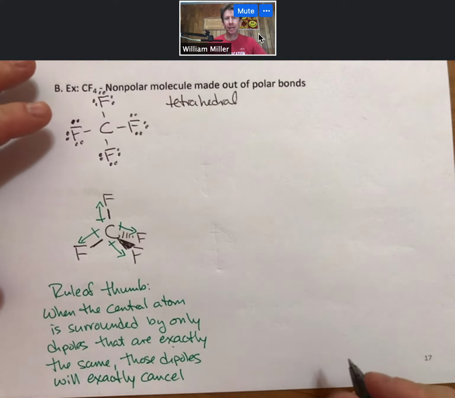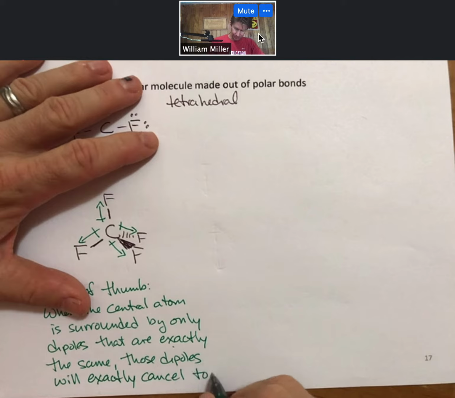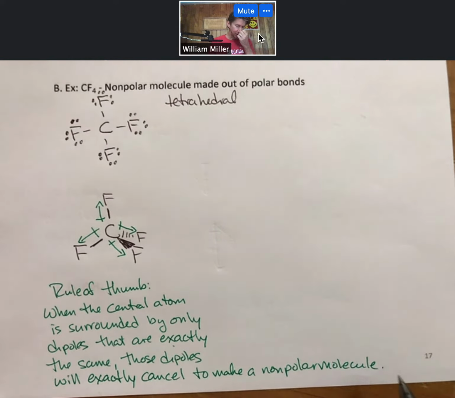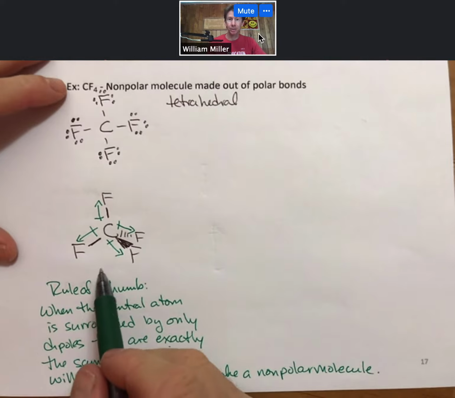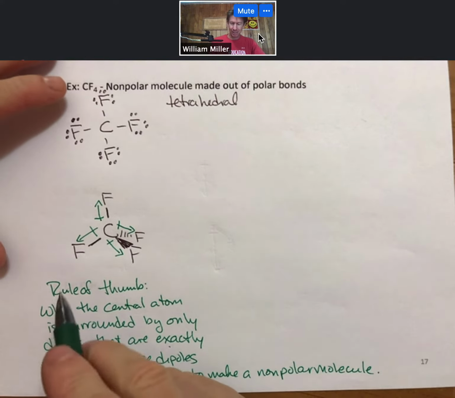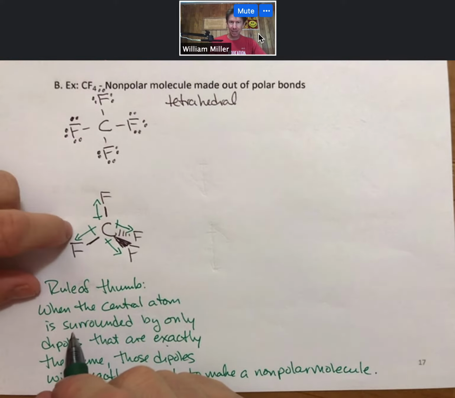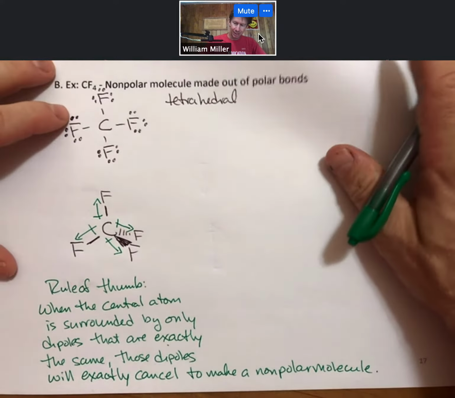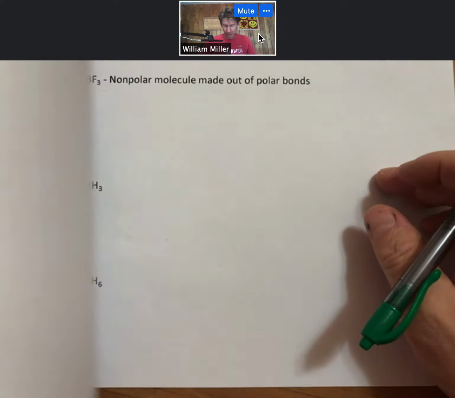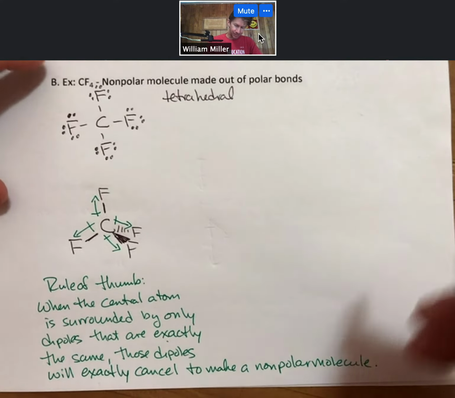To make a nonpolar molecule. Okay, so even though we won't and don't want to do the vector addition here, all of these dipoles do exactly cancel. This is a nonpolar molecule. Let me see, I can't remember if I have to do this example on this page or the next one. Good, we can do it on the next one.